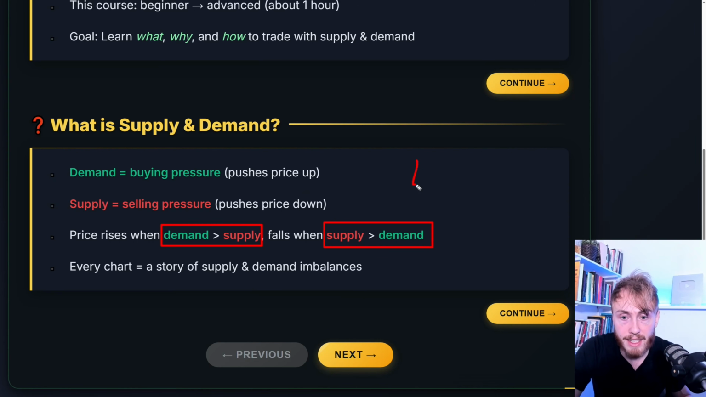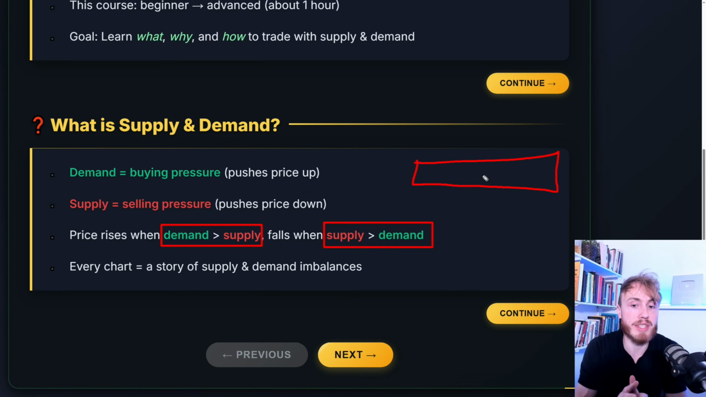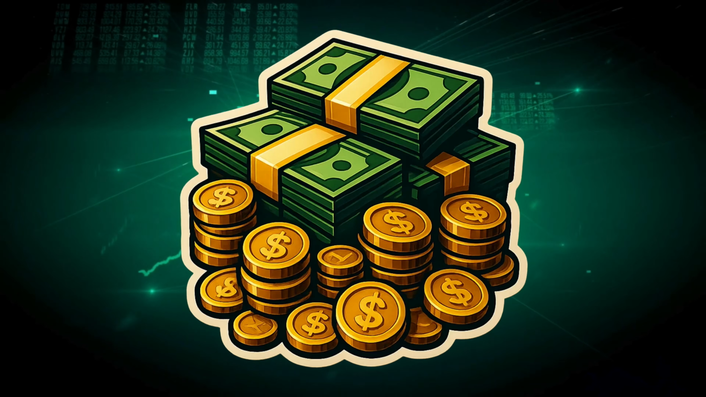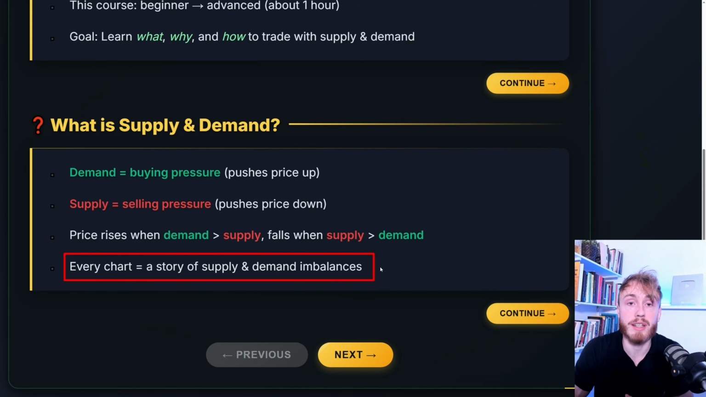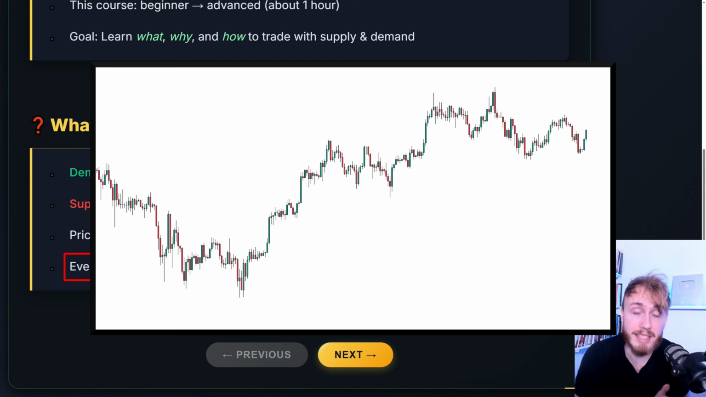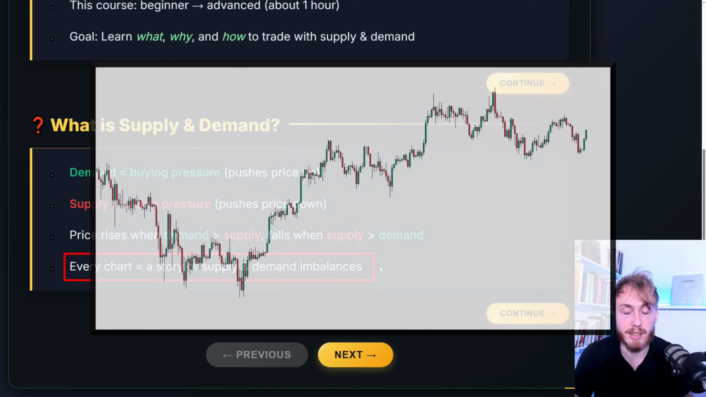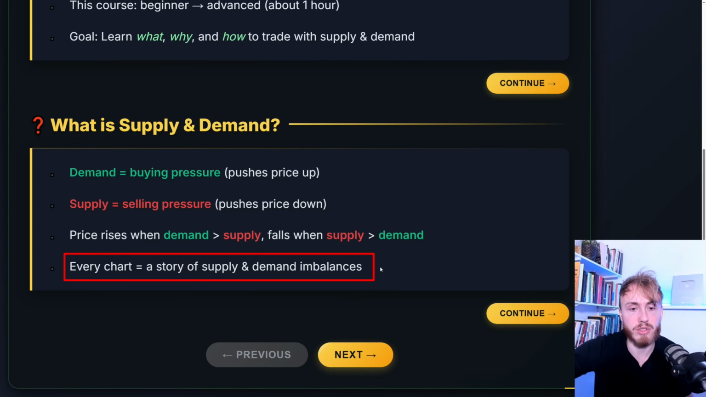If we can find areas on the chart where we see, for example, strong imbalances, where demand is much higher than supply, we as traders can actually trade these areas and as a result make more money. So here, every chart tells us a story of supply and demand imbalances. When you look at a candlestick chart, what you are basically seeing is all kinds of imbalances between buying and selling pressure. And now I want you to dive much deeper and take a look at how this works on the core level.